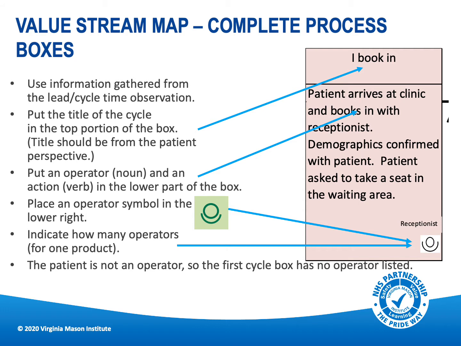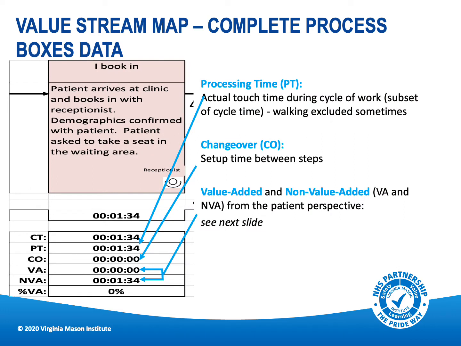Note the operator symbol in the bottom right-hand corner of the box, which indicates how many operators are involved in this particular part of the process. For the data boxes at the bottom, remember the CT or cycle time box relates to the mode or median you noted on the cycle time observation forms. PT or processing time is the hands-on time during the cycle of work.